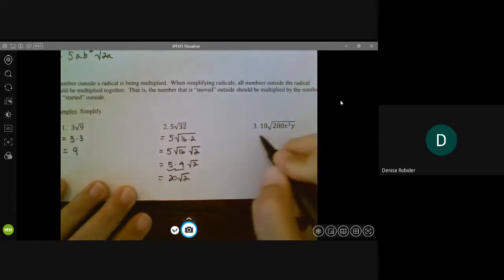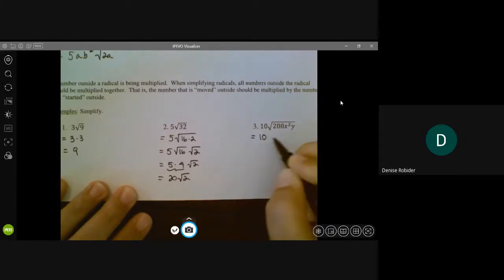All right, let's look at this one. Bring down or break down? We bring down the 10. We break down the square root of 200x squared y. 200 is not a square, but it does have a factor of 100 in it, and 100 is a square. 200 is 100 times 2.